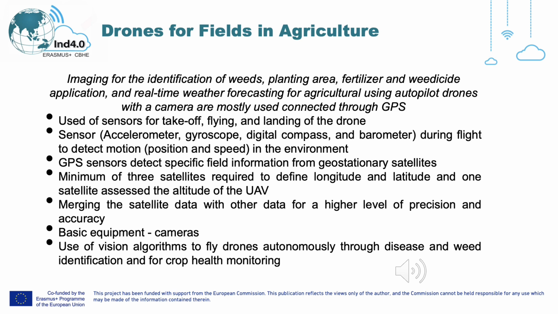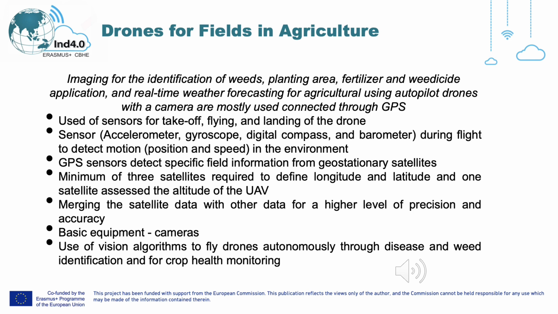In agriculture, drones are mainly used for imaging for the identification of weeds, planting area, fertilizer, and weedicide application, and real-time weather forecasting. Autopilot drones with a camera mostly are used, controlled through GPS. The use of vision algorithms enables drones to fly autonomously. Different sensors are used for takeoff, flying, and landing of the drone.